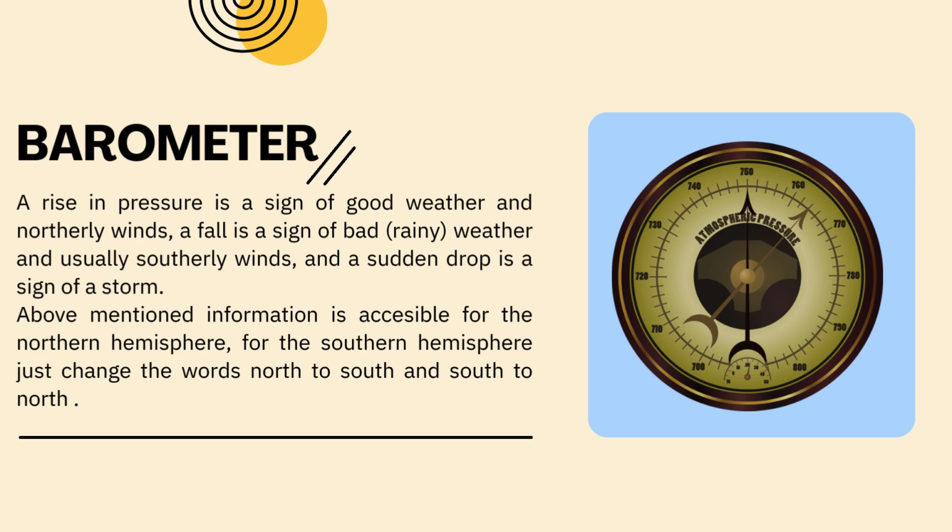So for the barometer, we always keep watch and we always record the value of the barometer. A rise in pressure is a sign of good weather and northerly winds. A fall is a sign of bad or rainy weather and usually southerly winds. A sudden drop is a sign of storm. The above information applies to the northern hemisphere. For the southern hemisphere, just change north to south and south to north.